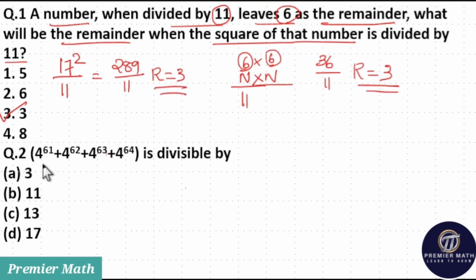Now next question is, the given term is divisible by which of the following numbers? Here from these terms, take the smallest number, which is 4 raised to 61.